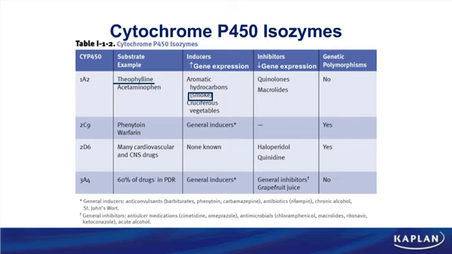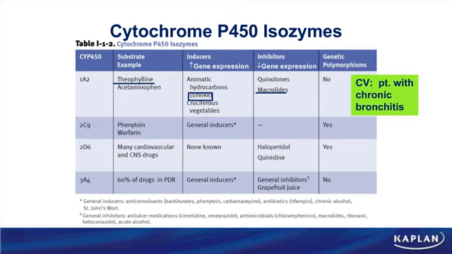Here's an example of an inhibitor. If I'm on a macrolide and I'm taking the drug theophylline, now who's a patient that might be taking these two drugs at the same time? Perhaps a patient with chronic bronchitis. If you think about strategies for chronic bronchitis, bronchodilators are very popular. And while theophylline is not one of our most popular bronchodilators anymore, it does make for a good test question.